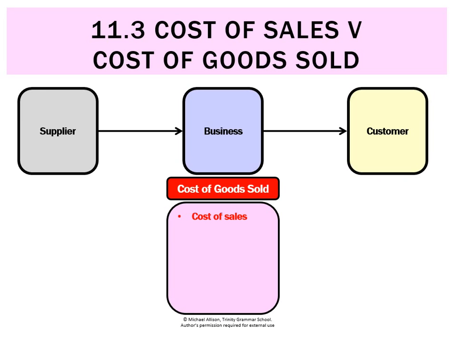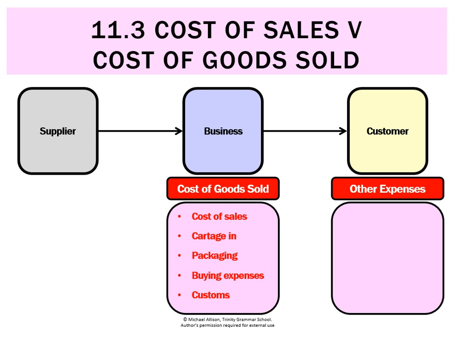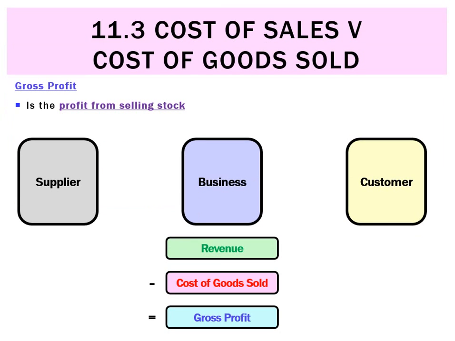Looking at cost of goods sold, we said that would include cost of sales, cartage inwards, packaging, buying expenses, and customs. So that's anything that's required to get it from the supplier to the business. Any other expense, there's potentially unlimited expenses, but anything to get it from the business to the customer, no matter how abstractly, it doesn't really have to be to do with literally giving it to the customer. It could be our rent, for example, cartage outwards, carry bags, advertising, vehicle expenses, the internet, and so on.